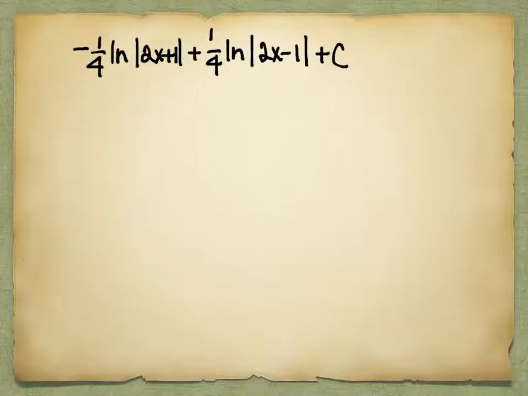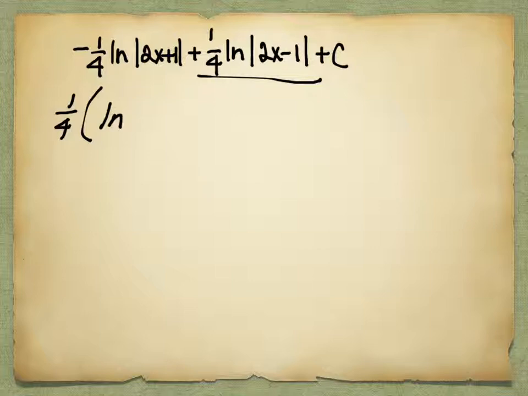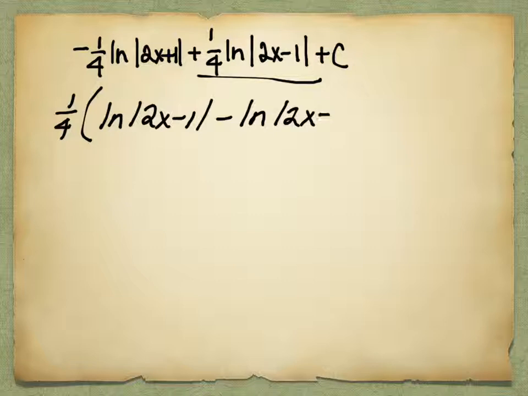Okay, so I'm going to pull out the 1/4. As I pull out the 1/4, I'm going to actually put them with the second piece, that is this piece, first, so that the addition comes before the subtraction. And you'll see why that sort of helps us in terms of thinking about it here in just a second. But so this is natural log of 2x minus 1, and then minus the natural log of 2x plus 1. Absolute value of that, and then plus c.